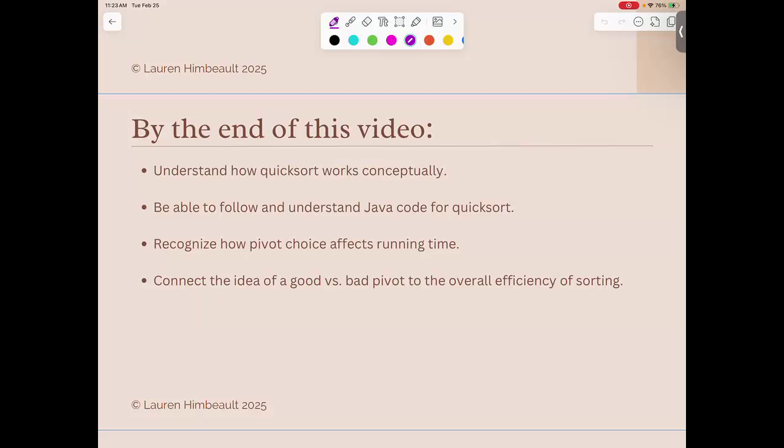We're going to learn about how the pivot choice as part of the algorithm, that is the QuickSort algorithm, affects running time, because the running time is actually very tightly coupled with the choice made when you are running through this algorithm. And then we'll also be able to connect the idea of a good versus a bad pivot when we're talking about this idea of overall efficiency in sorting.